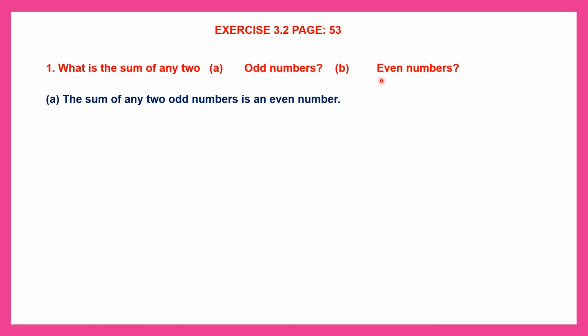Now let's try to find the sum of two even numbers. It says two even numbers. So let's take two even numbers, 2 and 4. 2 plus 4 is 6. So here what do you observe? You see that 2 and 4 are two even numbers and the sum is also an even number. So let's write that down. The sum of any two even numbers is an even number.